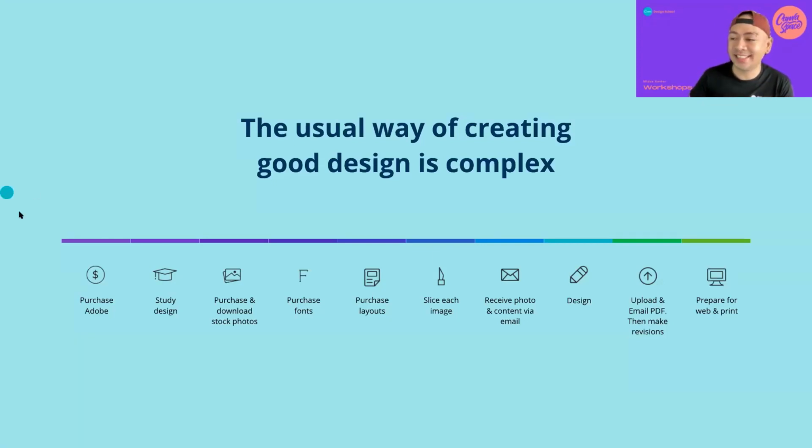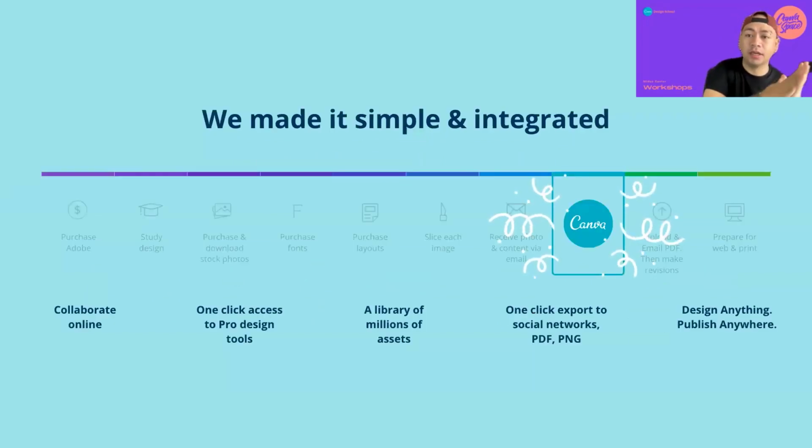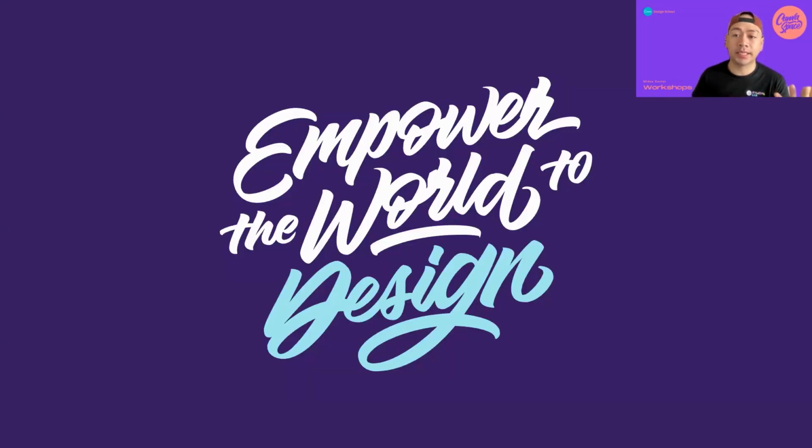Do you agree? Yeah. But with Canva, we made it simple and integrated, because one of our core values is to make complex things simple. You can collaborate online with your teams. You can have one-click access to the design tools you need for your design. You will have a library of millions of media. One-click export directly to your social networks or as different downloadable files like JPEG, PNG, PDF, so you can design anything and publish anywhere. Because our goal is to empower the world to design, right?